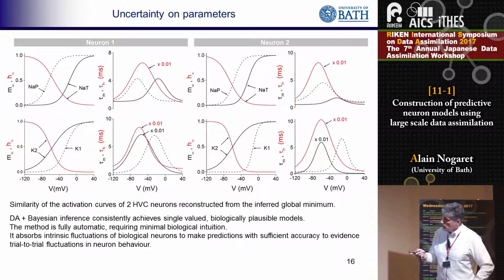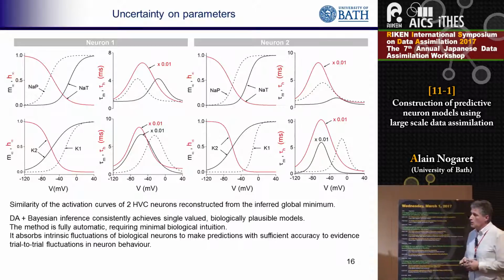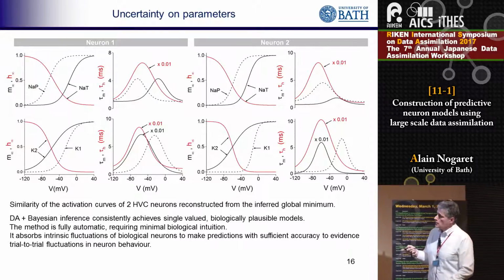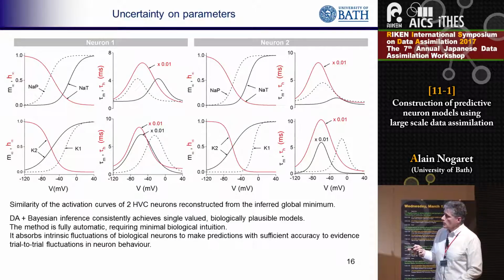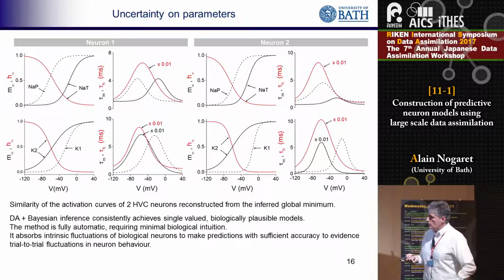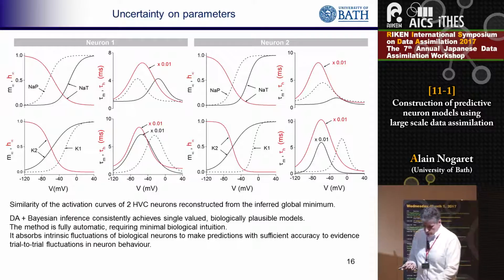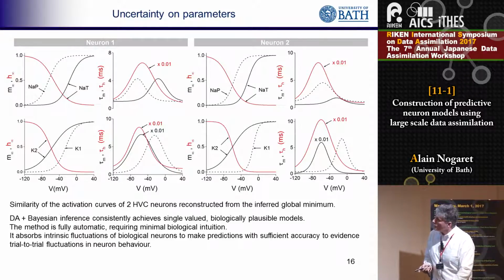So basically, the moral of the story, the take-home message, is that if you want to construct a unique neuron model, you need to combine data assimilation with Bayesian inference to achieve single-valued, biologically plausible models. Okay, so the method is automatic, requires minimum biological intuition, and it's quite nice because it's sufficiently accurate to evidence trial-to-trial fluctuation in neuron behavior.